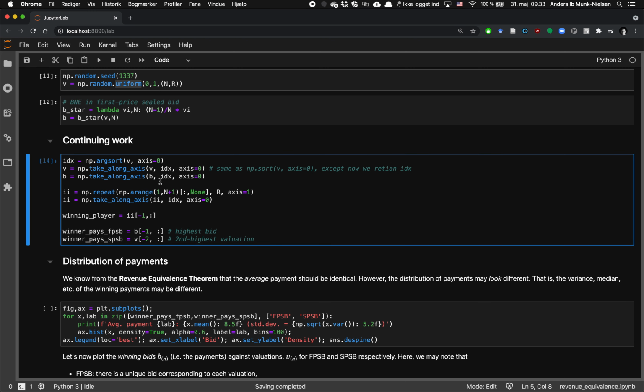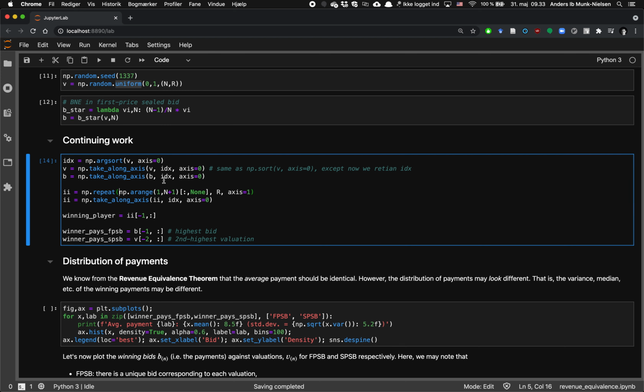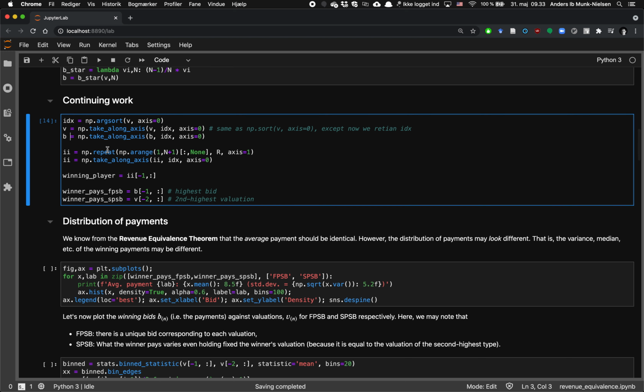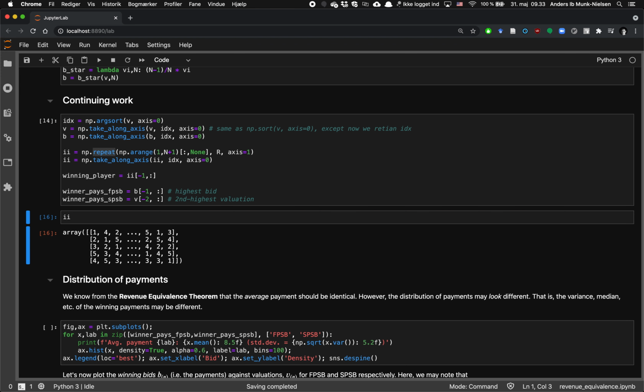And what we're doing is then we're taking these B, which is now we've evaluated B star at V. So these are the bids, the optimal bids. We're also sorting them in the same way. This actually does the same as sorting B, which you can check on your own. And then we also create this helper variable, II, which tells us what is the bidder identity in each of the positions so that we know who won the auction after having sorted the arrays.